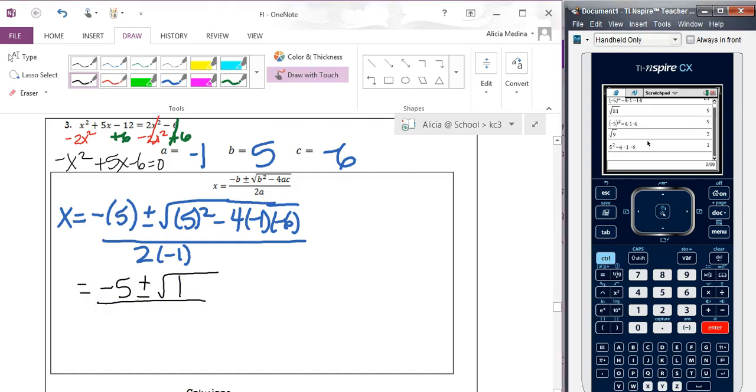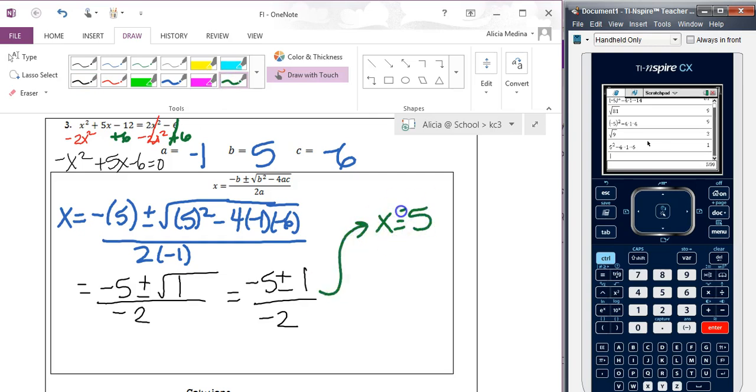All over 2 times a negative 1, which is a negative 2. When I take the square root of a positive 1, so it's going to be 5 plus or minus the square root of 1, which is 1, all over negative 2. 2 solutions. So x is going to equal negative 5 plus 1 over negative 2.